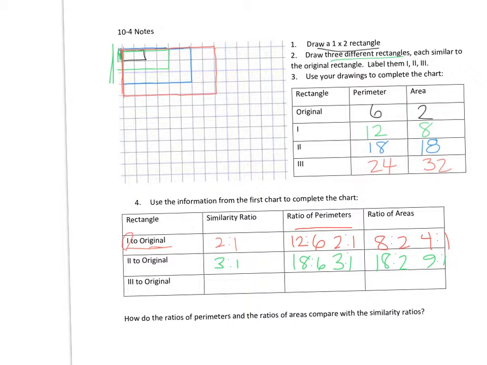So from the third one to the original, the third one has a side length of 4. The original one had a side length of 1. So the ratio of the perimeters is 24 to 6, which is 4 to 1. And the ratio of the areas is 32 to 2, which is 16 to 1.